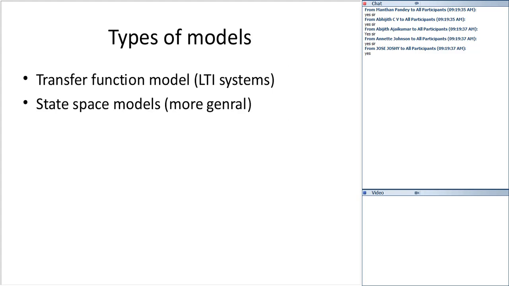So what are the types of models? There are two types of models: the transfer function model, which is applicable for linear time invariant systems, and the second type, state space models, which are more general in nature.